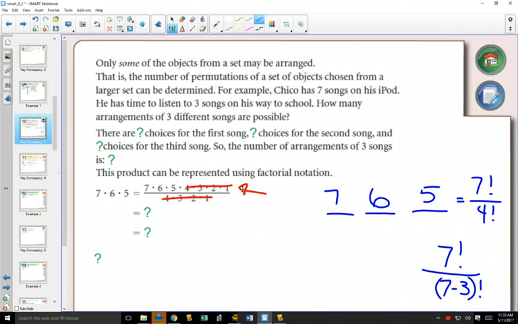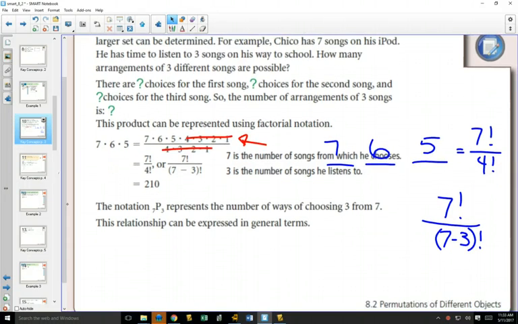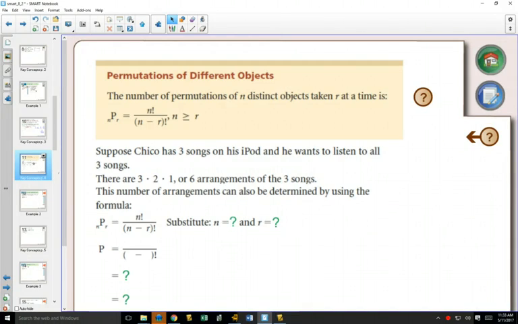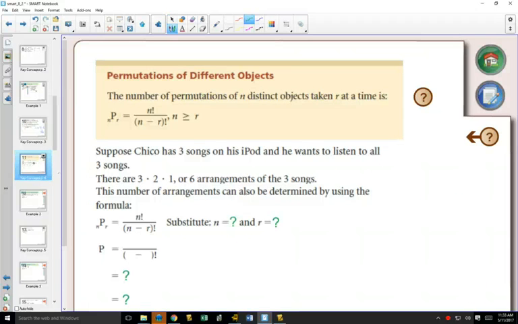And this is the basic formula for permutations. We write this formula as nPr. So for Chico, he has 7 objects and he wants to place 3 of them, first, second, and third. And this formula, which is on your formula sheet, says take 7 factorial and divide by 7 minus 3 factorial.